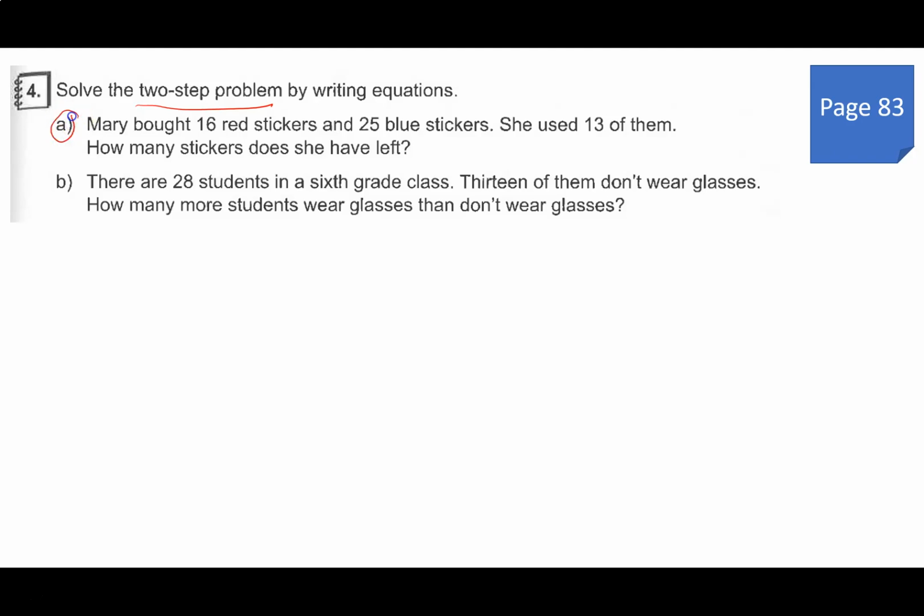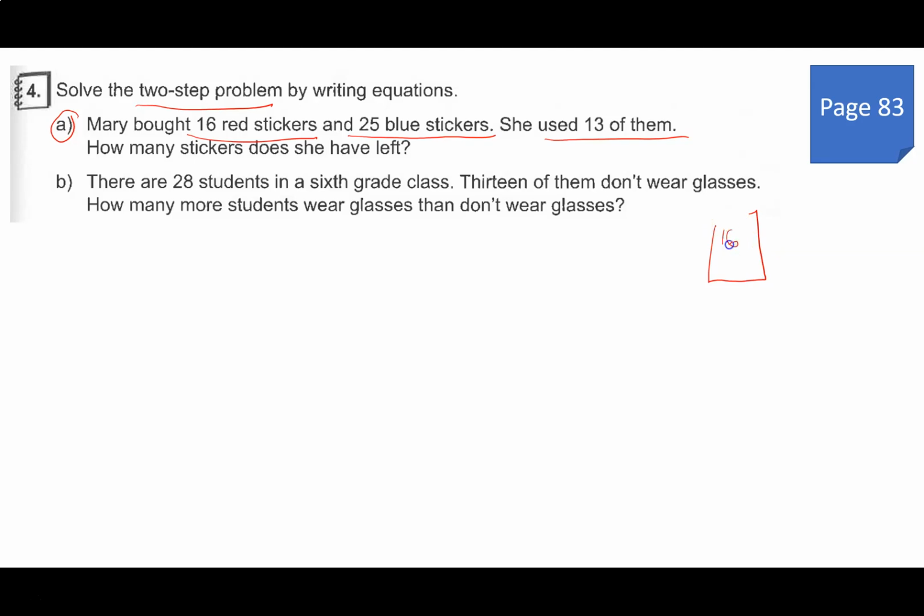Let's look at A first. Mary bought 16 red stickers. All right. And 25 blue stickers. She used 13 of them. How many stickers does she have left? All right, so I'm going to draw a little picture again.